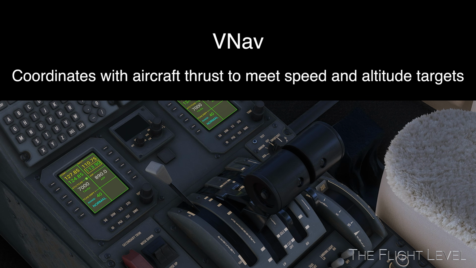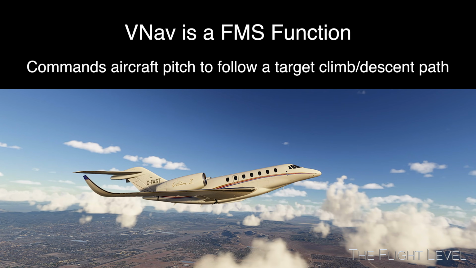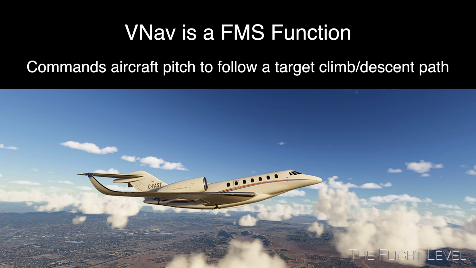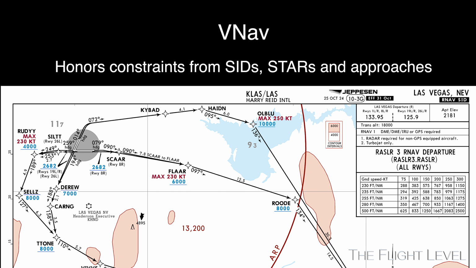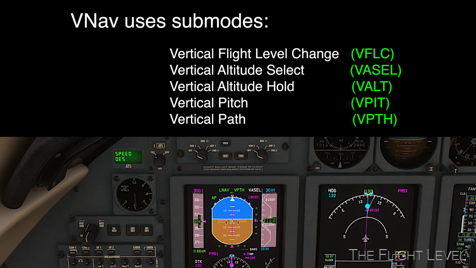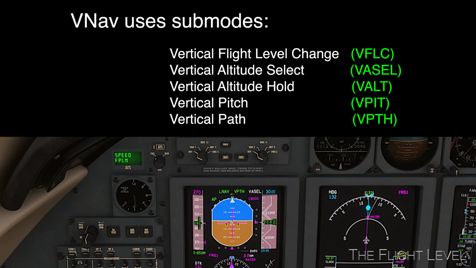VNav coordinates with aircraft thrust to meet speed and altitude targets. VNav commands the aircraft pitch to follow the target climb and descent path. Vertical navigation honors the constraints for instrument departures, arrivals, and approaches. Vertical navigation uses submodes. These are flight level change, altitude select, altitude hold, vertical pitch, and vertical path.